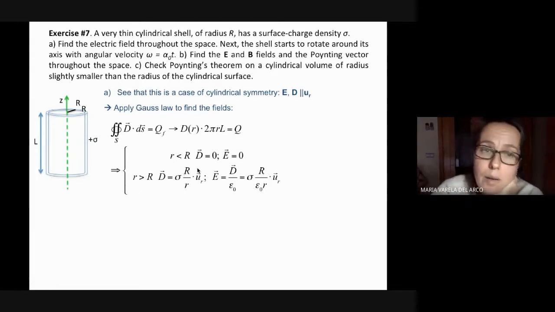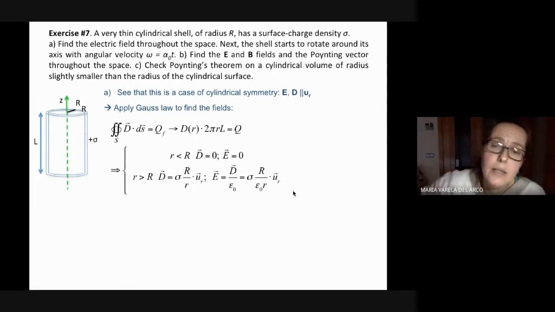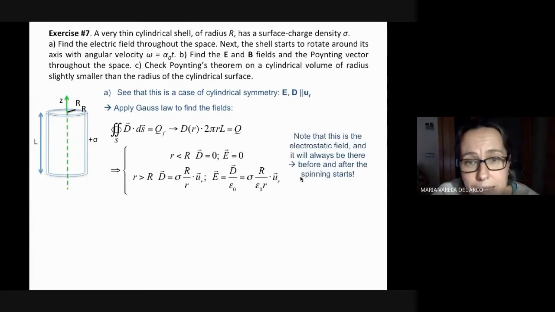This is going to be pretty much sigma times the surface. And if you do that, it's not difficult to realize, after dividing the total charge by the factor 2 pi RL, that the D displacement vector equals sigma capital R over r, u_r, and therefore the electric field is going to be D over epsilon naught. This is just electrostatics, should be quite easy. So this is the electrostatic field.